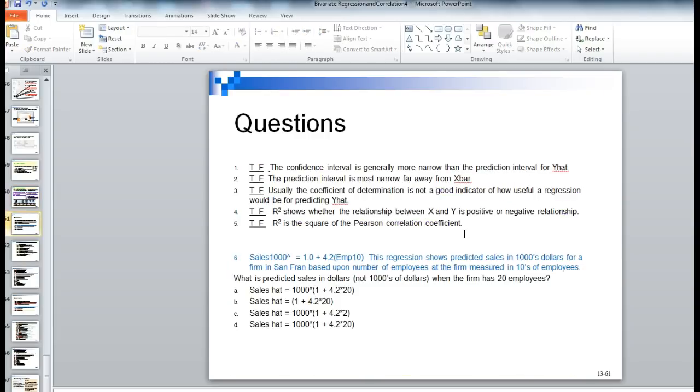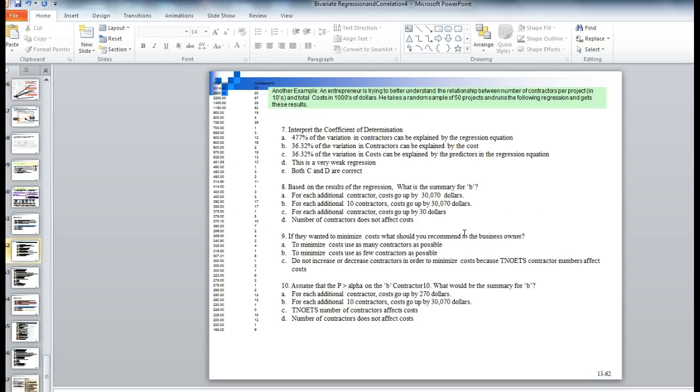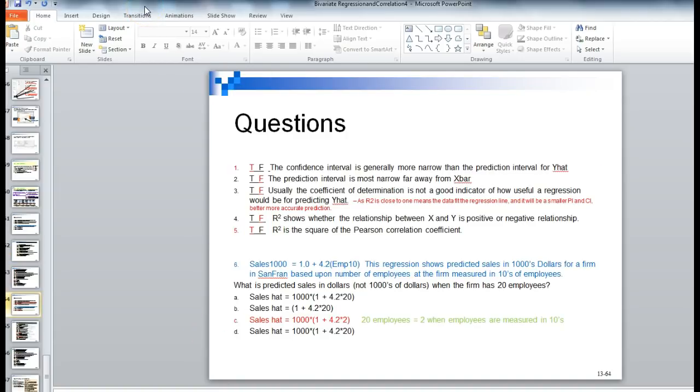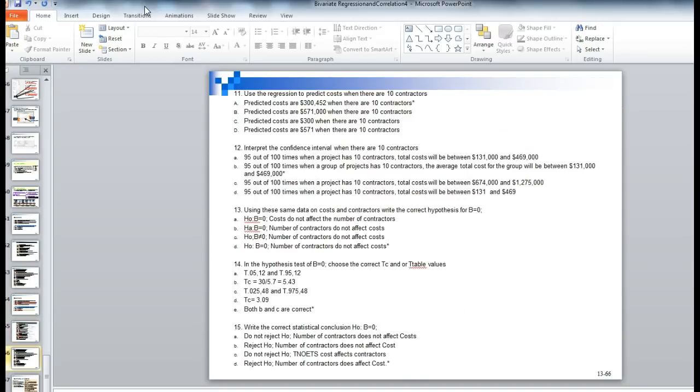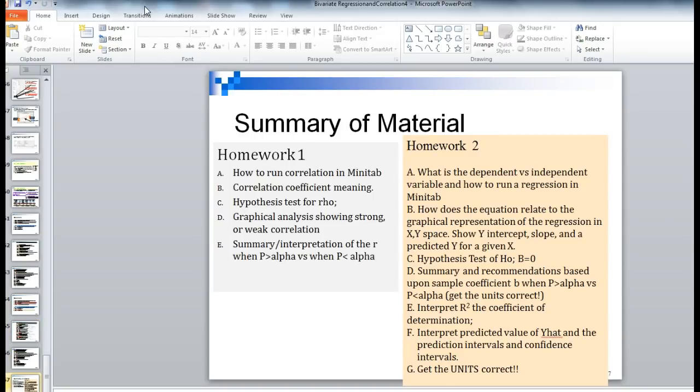And here's a bunch of true-false questions. Here's the data that you'll be using for it. And then there are the answers with some explanations. So hopefully this really helps.